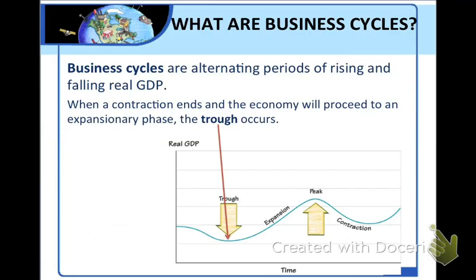So this figure shows the wave-like appearance of the business cycle. When an expansion is ending and the economy will proceed into a contraction, the business cycle is at what we call a peak. And that is shown as the highest point in the cycle.